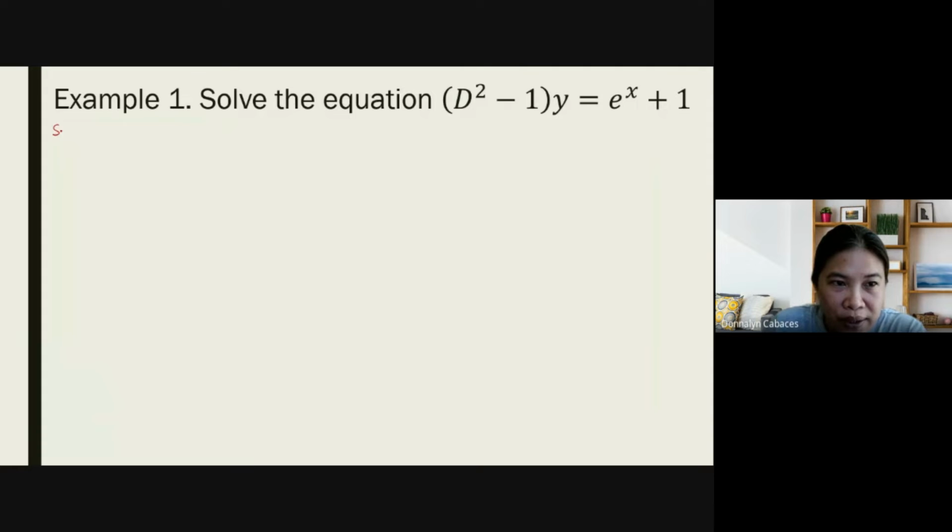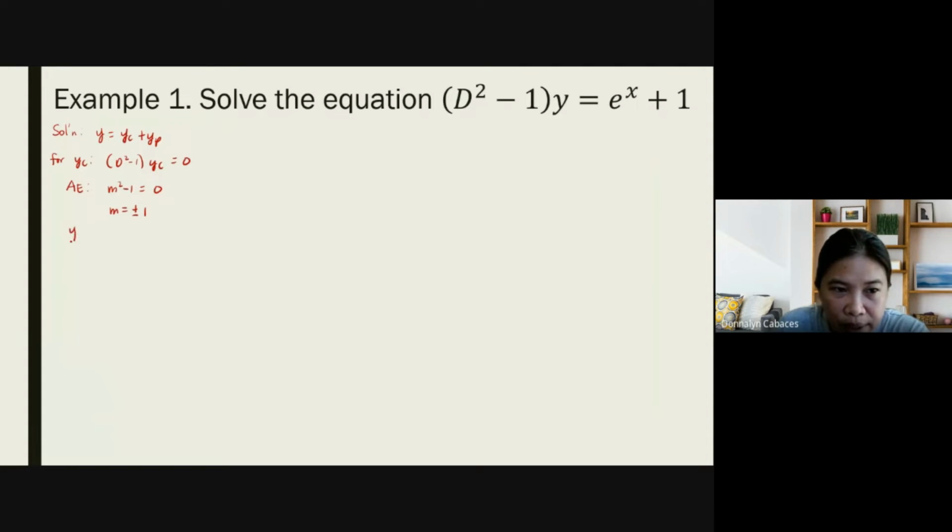our solution for this differential equation is y equals yc plus yp. Let us solve first for yc. So (D squared minus 1) yc is equal to 0. And our auxiliary equation, m squared minus 1 is equal to 0. Therefore, m is equal to plus or minus 1.